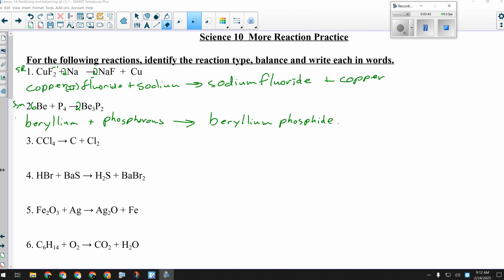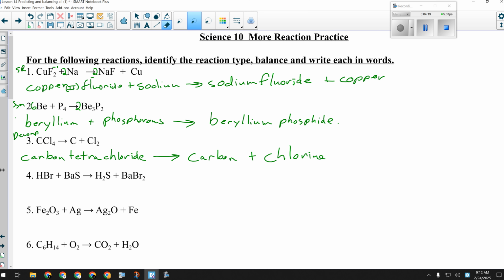All right, so looking at number 3 here, our reactants are just one compound, and it's molecular, so we'll name it as such: carbon tetrachloride. Okay, and then it's going to go to simply carbon and chlorine. All right, what kind of reaction is that? It's a decomposition reaction. Yeah, it's only got one reactant. That's the only kind that starts that way.